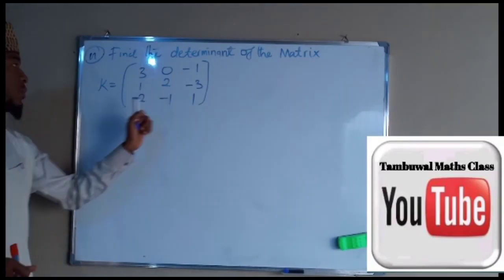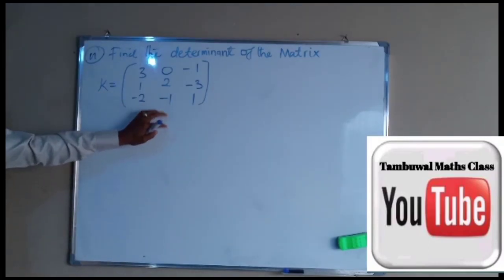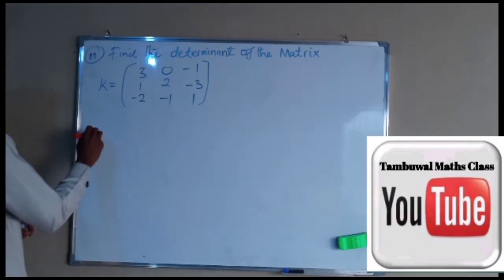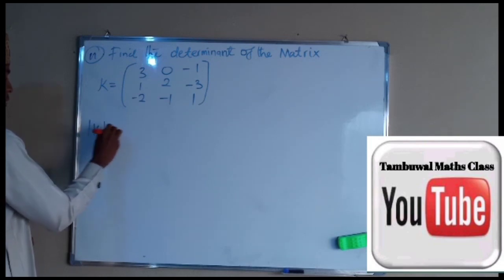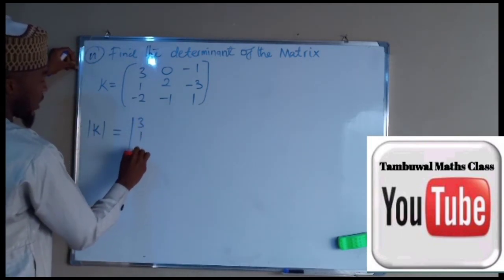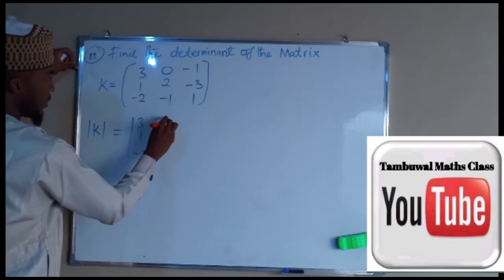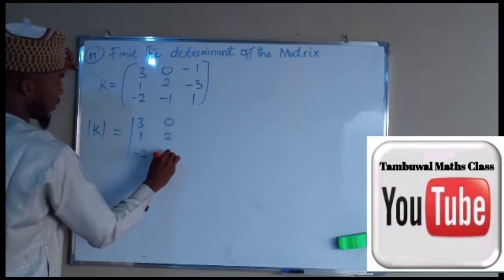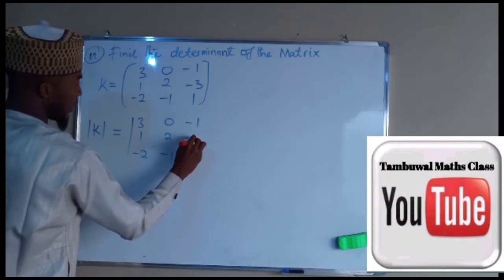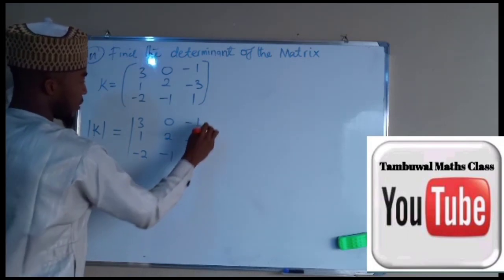Find the determinant of the matrix K equals to this. Let me show you the simplest way to find the determinant of a matrix. K determinant will be equal to 3, 1, negative 2, 0, 2, negative 1, negative 1, negative 3, 1.